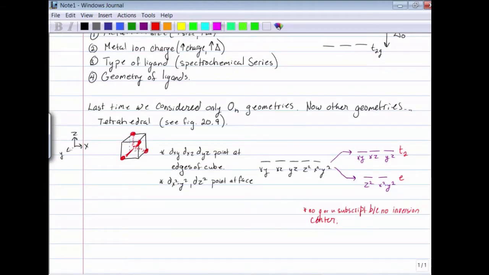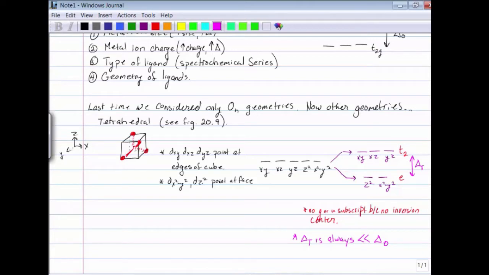And now we have a different delta here. This one is represented as delta T for tetrahedron. The splitting in a tetrahedron is always much less than the splitting you will observe for an octahedral complex. So a delta T will always have a smaller difference in the energies than a delta O.